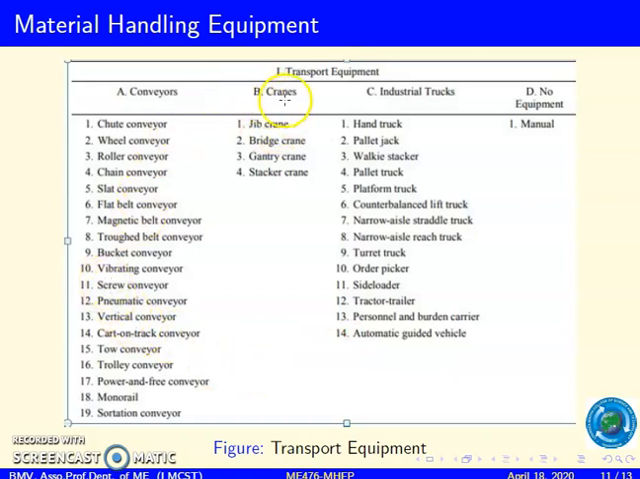Now, this shows the transport equipments. It can be conveyors. Conveyors are fixed path movement. And these are the types of conveyors we are having: chute, wheel, roller, chain, etc. All these fall into the conveyors. Then we have the crane, jib crane, bridge crane, and all these are cranes. And then we have industrial trucks. And finally, no equipment, that is, it is not a machine, it can be manually transported. That is transport equipment.